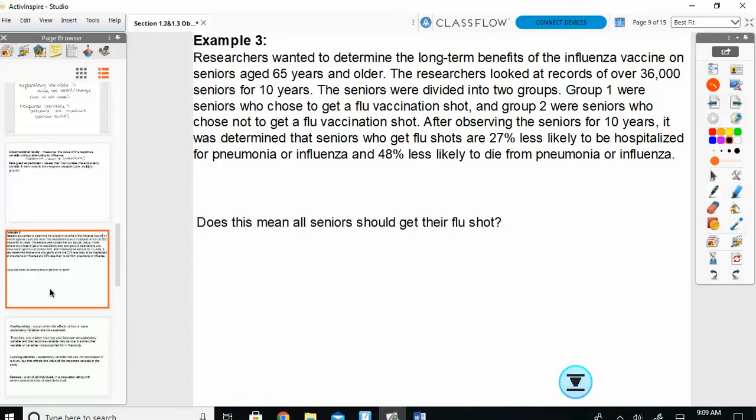Okay, so sounds pretty good. Does that mean everybody should get their flu shot? Not necessarily. Why? Because it's not close to 100%. It's not guaranteed. So, 27% less likely, that's definitely not super high. We haven't talked yet about what is significant and what's not. So maybe that percentage isn't high enough to be convincing to you. What else? Only 48% less likely to die. Okay, only 48% less likely to die from it. So definitely not a guarantee.